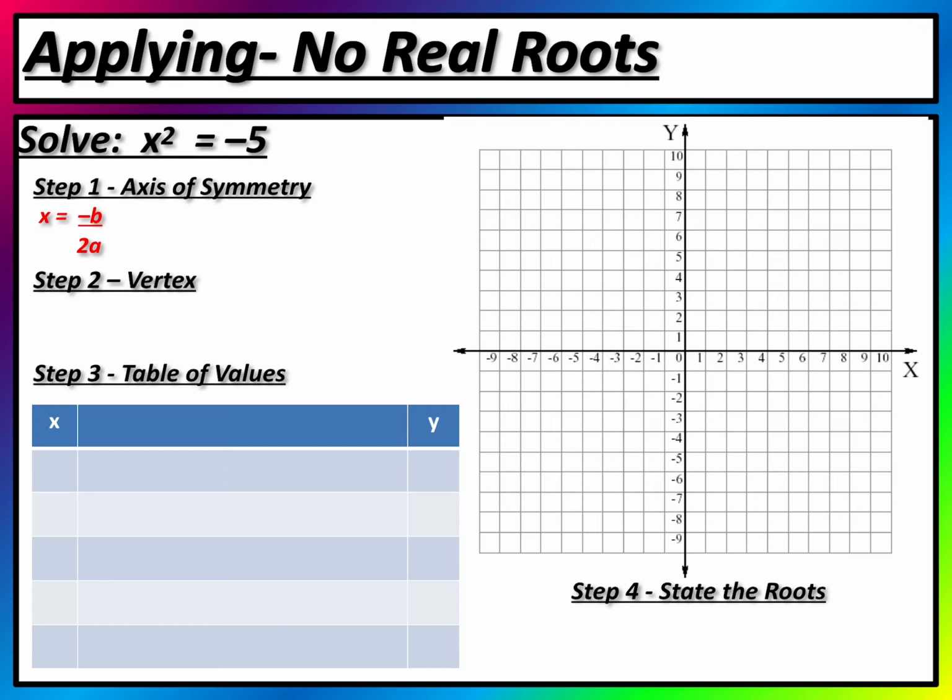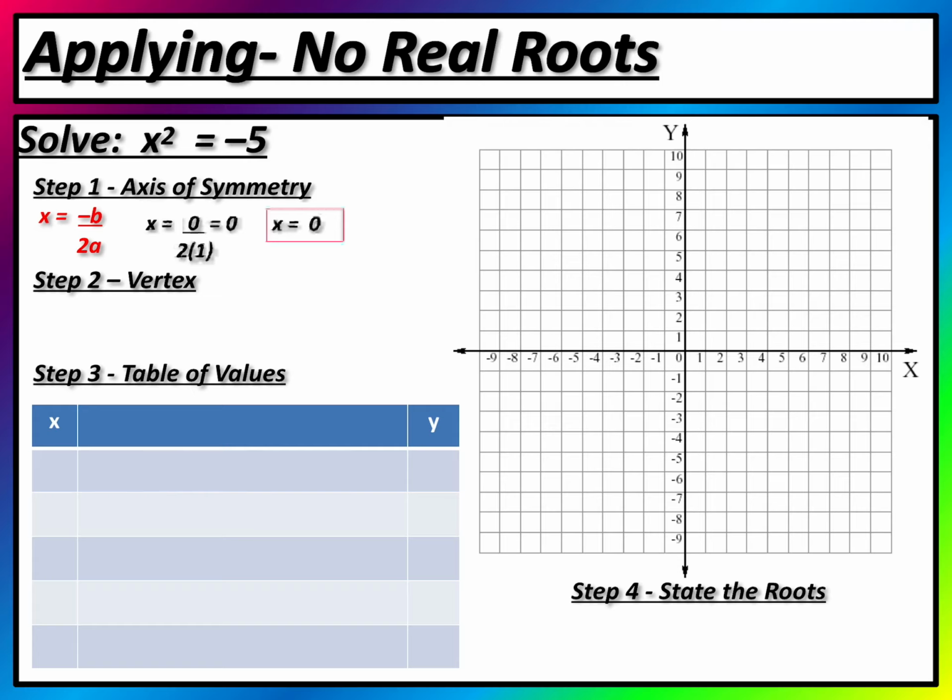So my a value is 1. I have no b value, so my b value is 0, and c is going to be positive 5. So when I'm setting up for my axis of symmetry, I now have 0 over 2. Opposite of b is just 0. My a value is 1. Okay, so x equals 0 is my AOS. 0 is an okay answer to have for that.